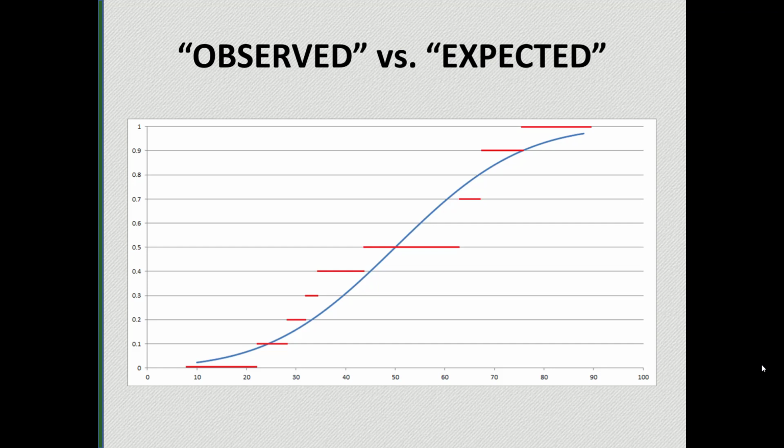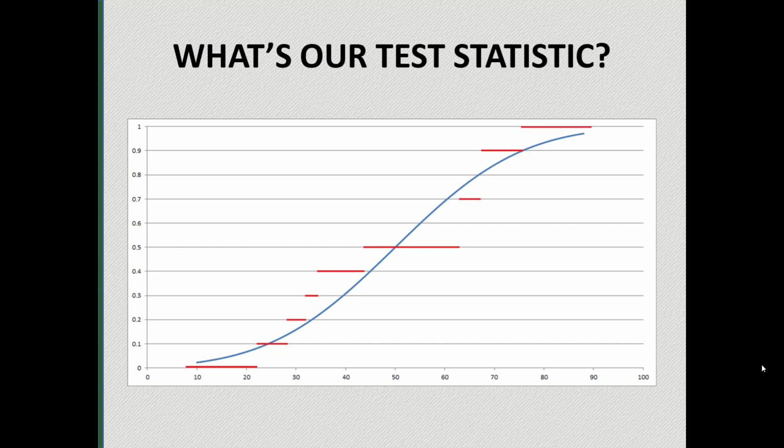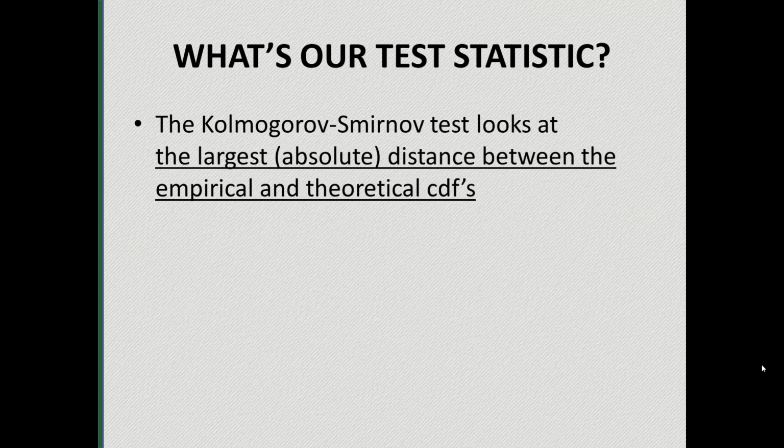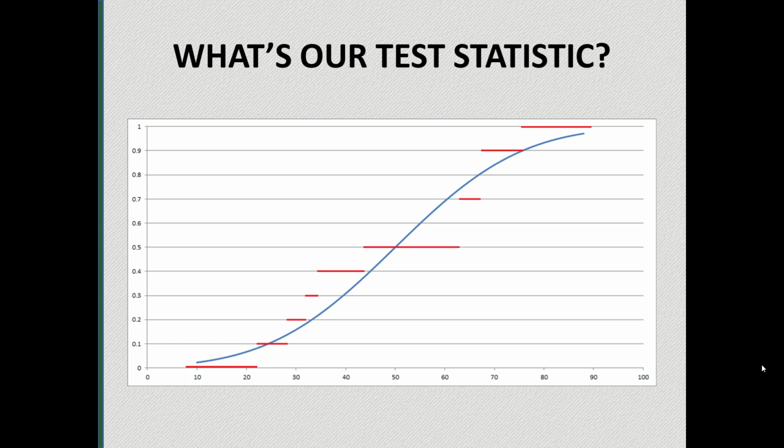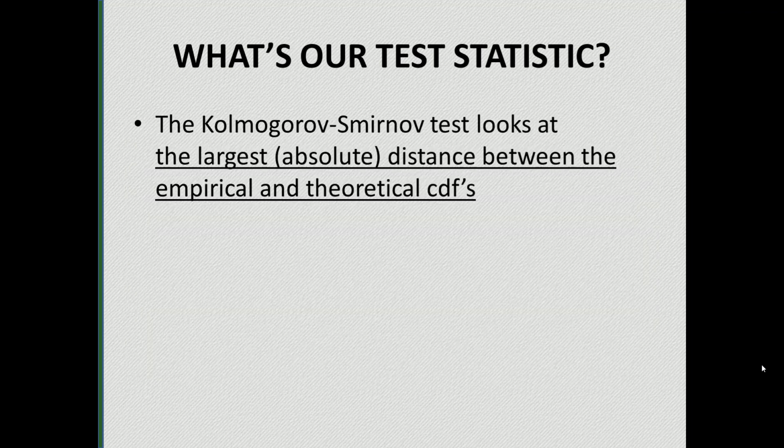How do we measure the distance between those two? That's an excellent question. I'm glad you asked it. Our test statistic, the KS test, is defined as the largest distance in absolute value terms between those two lines. The biggest absolute value distance between the red and the blue. Largest absolute distance.